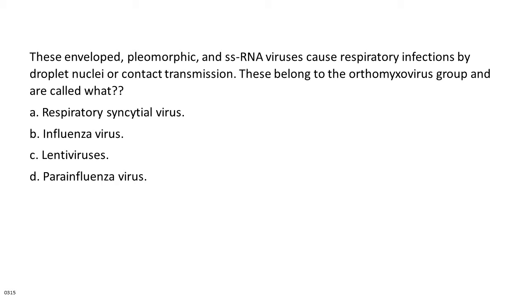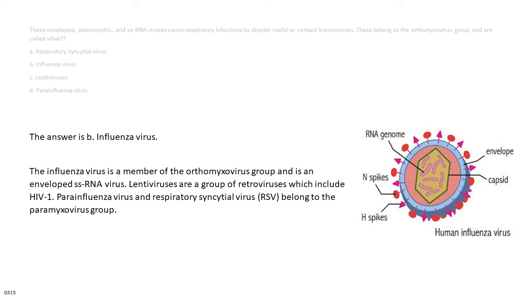These enveloped, pleomorphic, and ssRNA viruses cause respiratory infections by droplet nuclei or contact transmission. These belong to the orthomyxovirus group and are called what? A. Respiratory syncytial virus. B. Influenza virus. C. Lentiviruses. D. Parainfluenza virus. The answer is B. Influenza virus.